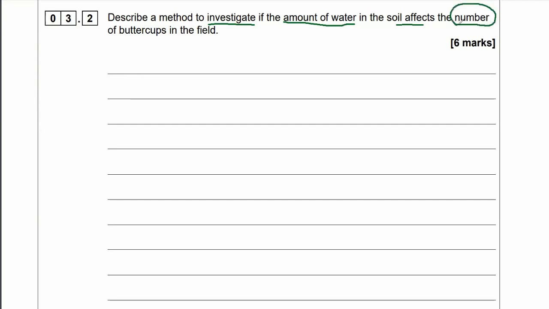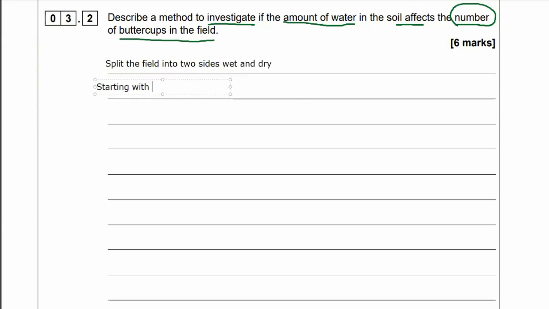So here we need to describe a method to investigate if the amount of water in the soil affects the number of buttercups in the field. Earlier in the stem of the question, we were told there's a dry area to the field and a wet area. So we want to split the field into two, into the dry side and the wet side of the field. And the clue here is that you're looking at investigating the number or the population size.